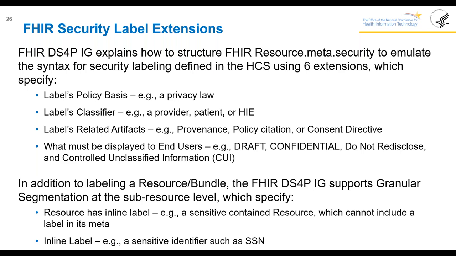Okay, in addition to, and this is the big change from 2020 May ballot, we added sub-resource labeling. And this had been a problem because there are things like, if you look at an encounter resource, it could have tons of observations and all sorts of information as contained resources that didn't have their own meta. Or you might have a woman's shelter as an address or a social security number that needed protection. So we devised an approach for letting computers know, A, that there is an inline label, so they don't have to check every resource, and then showing exactly where that label is. So those are the two new extensions. Next slide, please.